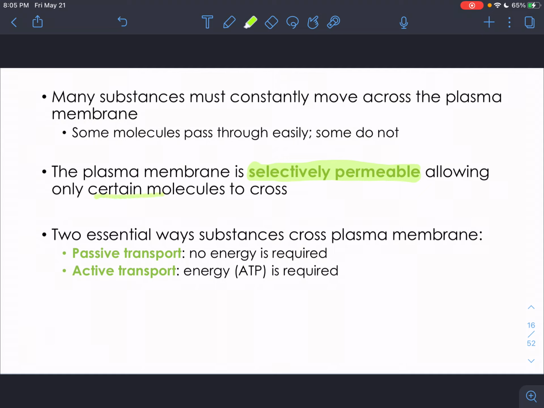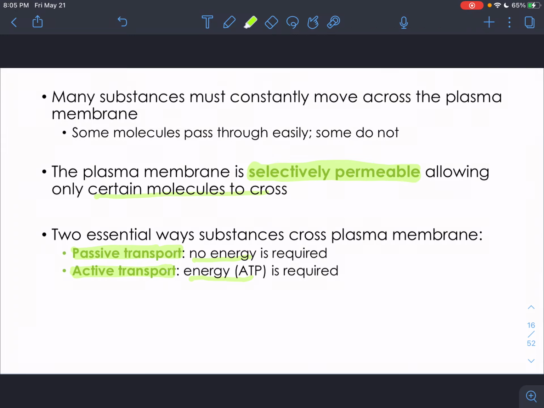Okay, so certain molecules can just go through on their own. Certain molecules are going to need some sort of transportation mechanism to get through the membrane. And there's two different ways that substances are going to cross the membranes. So we have passive transport that requires no energy, and active transport, think you're being active, you need energy. Okay.